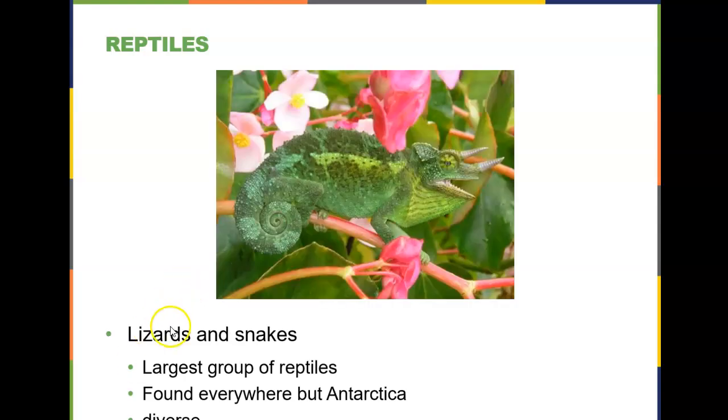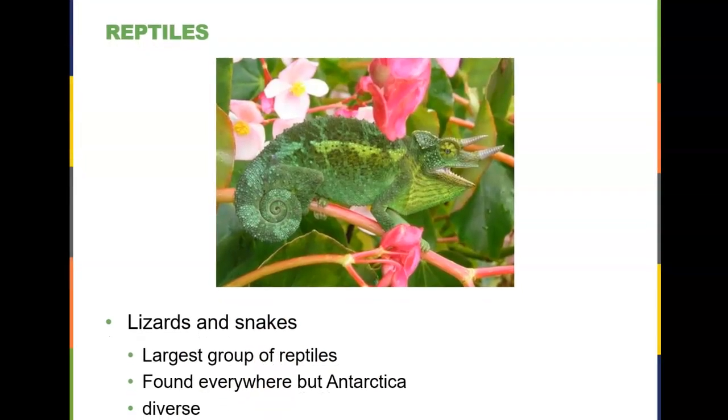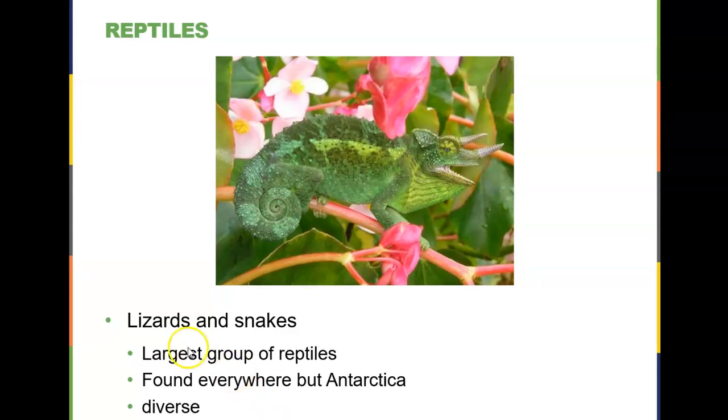Another group of reptiles are the lizards and the snakes. So this is our largest group of reptiles. And they're found everywhere on the planet except for Antarctica. They are a very diverse group of organisms, lots and lots of different species of both lizards and snakes.